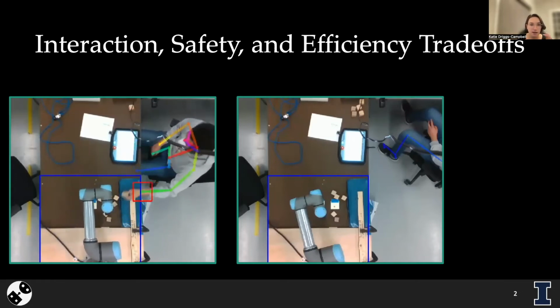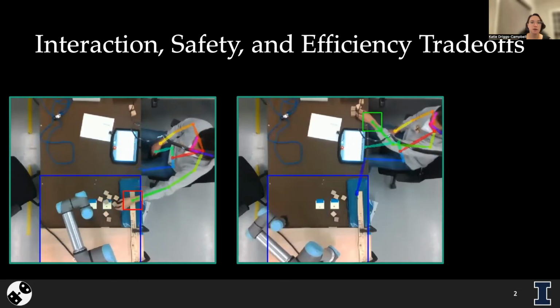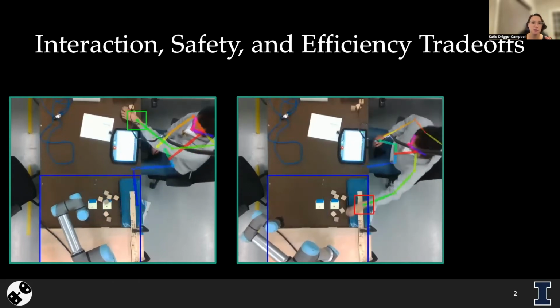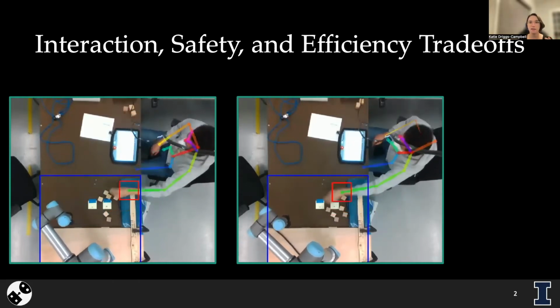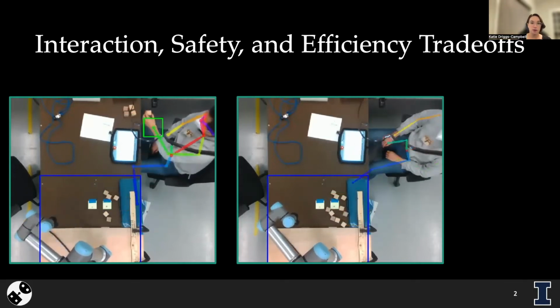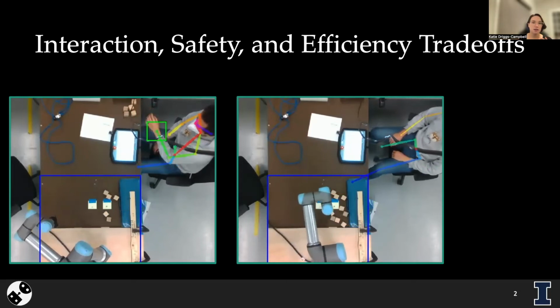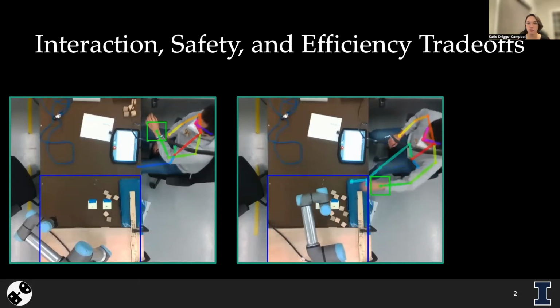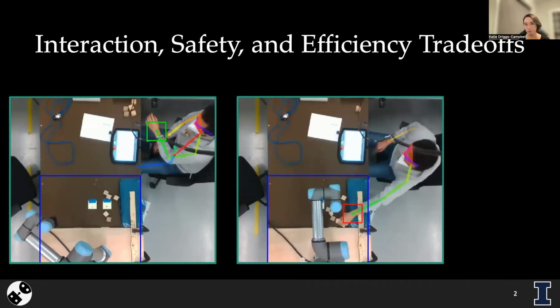And this efficiency part is really exacerbated when you have the human moving at higher speeds, where the robot is kind of in this landlock. It's basically stuck in space and is really unable to do anything. So by not considering the human more carefully, yes, we have good safety performance, but we are really lacking in terms of efficiency and interaction.